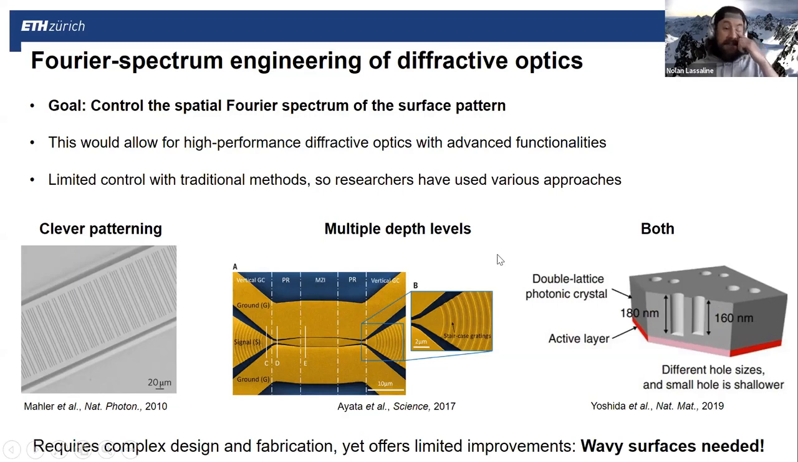And the thing that we notice is that the design and especially the fabrication of these surfaces is quickly getting more and more complex, but it still doesn't really solve the problem that we're trying to tackle, and that is controlling the Fourier spectrum. In order to do this, simply speaking, we would just need to be able to make wavy surfaces.